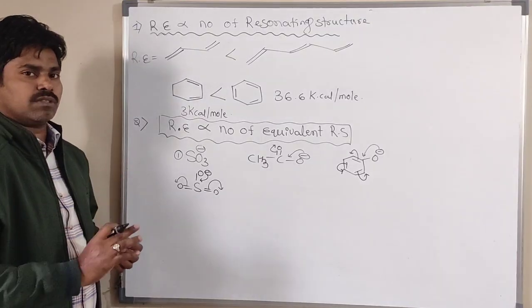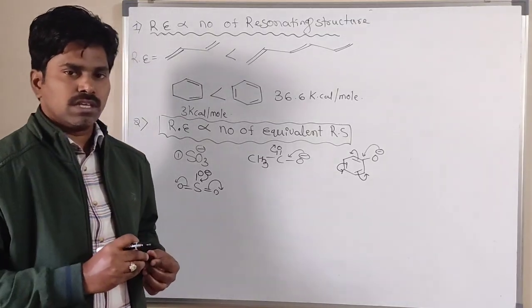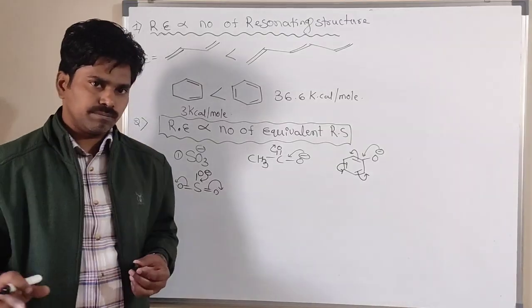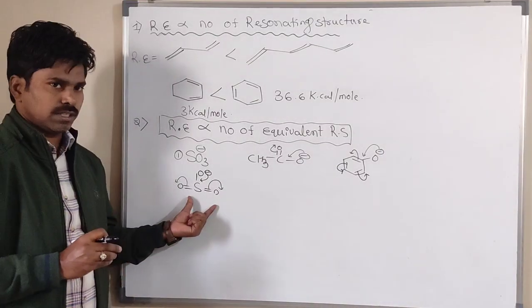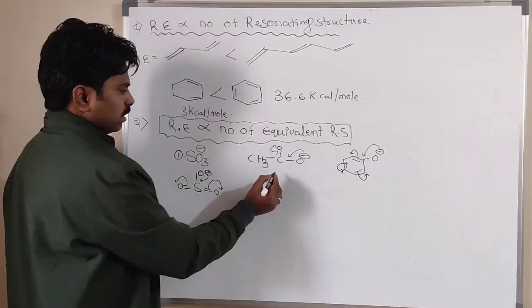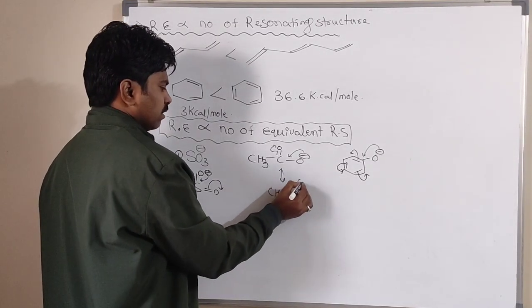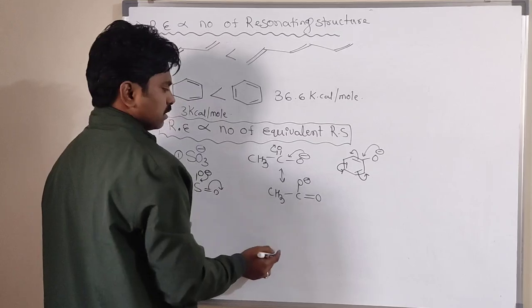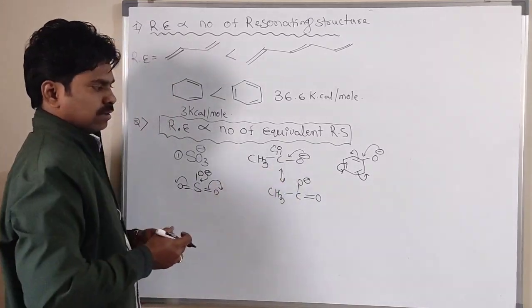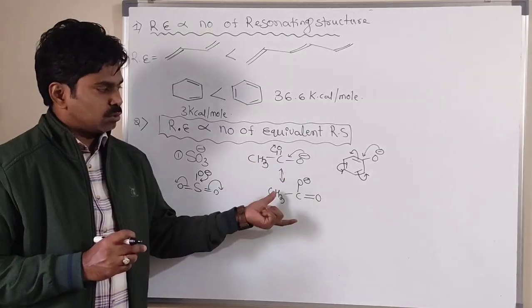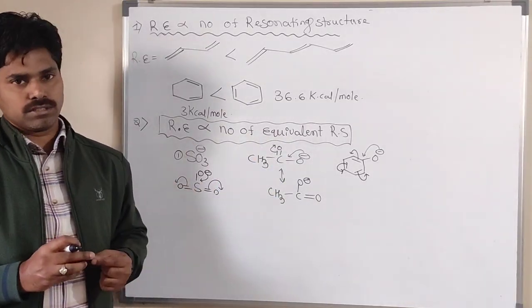Finally, each oxygen gets the negative charge and the double bond once, but structurally that is the same. That is called equivalent resonating structures. Okay, come to this question. Maybe electrons are overlapping like that. Now this structure and this structure are both similar. These two are called equivalent resonating structures.